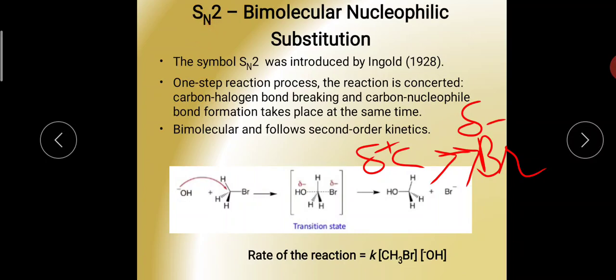So your take home is: the nucleophile attacks the substrate from the back side and the leaving group leaves. So you get your product, which is a substituted product. And since there are 2 molecules involved in the rate determining step, this particular reaction is a bimolecular nucleophilic substitution reaction.